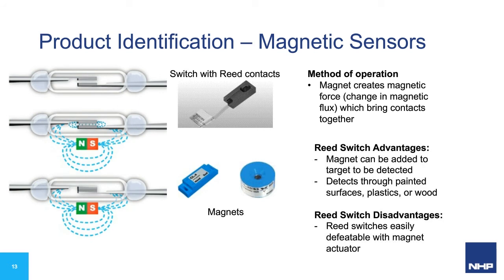It also detects through thin materials as long as the magnetic field is present. The disadvantages, however, are they can be easily defeated with magnetic fields or another magnetic actuator.